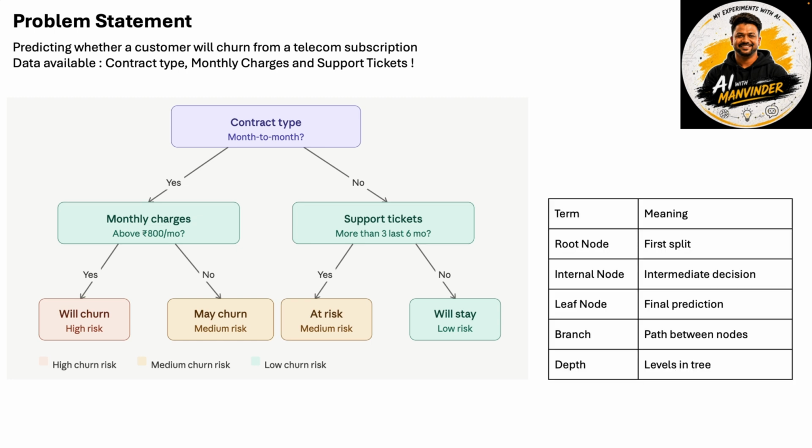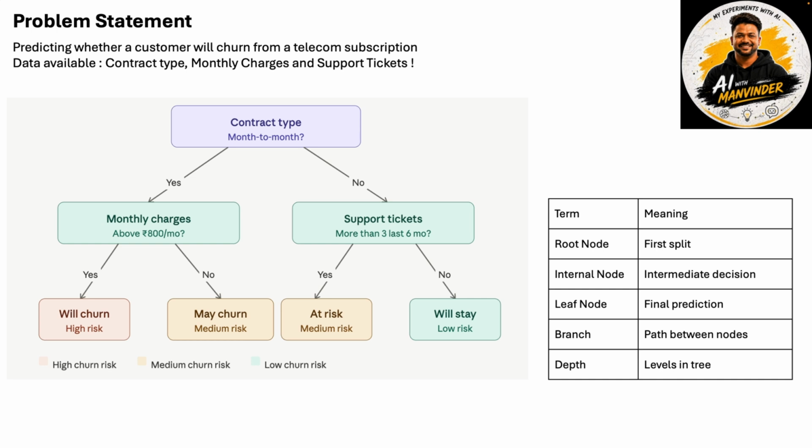Quick terminologies. Root node: this is the first question, the first split, that's the most important feature. Internal nodes are the intermediate decisions or questions any decision tree has made. Leaf nodes are basically the final prediction, no more splits after that. Branch is the yes/no connection between the nodes. Depth: how many levels from root to leaf. Essentially, how many questions the model is allowed to ask.